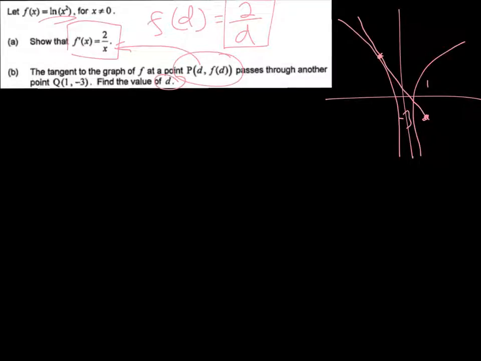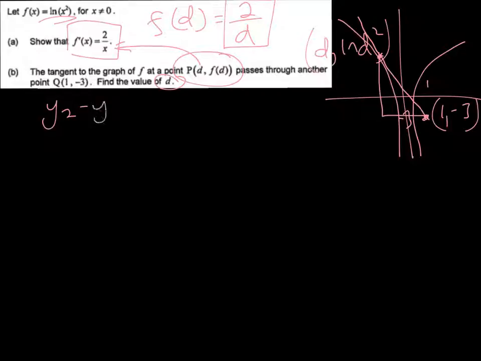Now, we can also find the gradient another way, and this is kind of the old school way that you would have seen in GCSE. So we've got a coordinate here, which is 1 negative 3, and we've also got another coordinate here, which is d, f of d. So our input is d, and f of d, if d is our input, our function would be ln d squared. So we can find the gradient by finding the difference in the y's. So y2 minus y1 over x2 minus x1.